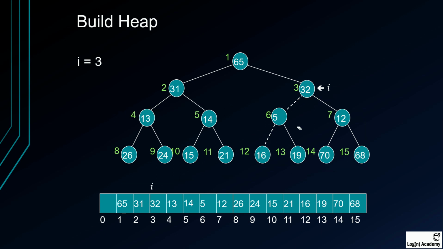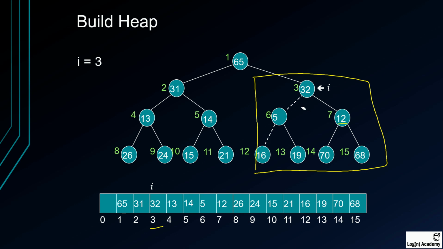So now I is at index 3. Now we will have to make this subtree a heap data structure, right? So now 32 is greater than 5, and it's greater than 12 also. So we will go to the 5 because it's the least one. Then here is 32 now.